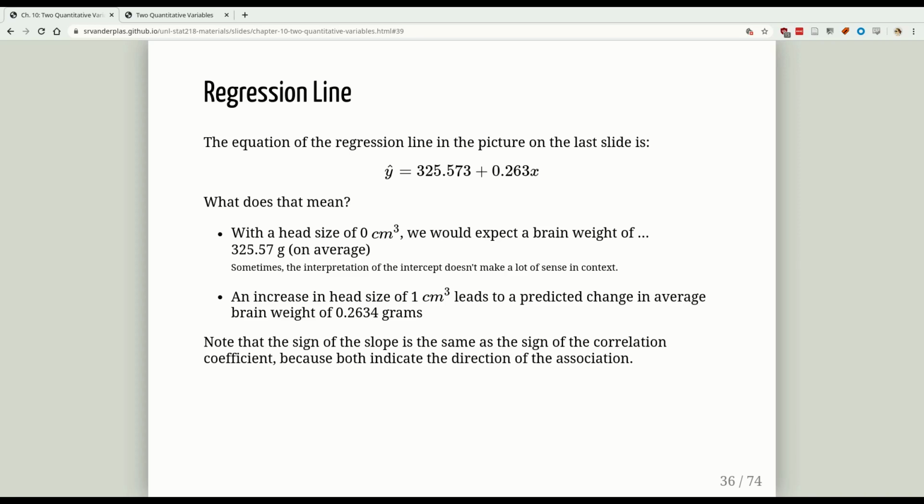The slope, however, generally speaking, has a physical meaning, and that is if we have an increase in head size of 1 cubic centimeter, then our predicted brain weight will increase by 0.263 grams. So the sign of the slope is always going to be the same as the sign of the correlation coefficient. If the slope is negative, that indicates that we have a negative relationship between x and y, which also means that we have a negative correlation coefficient.